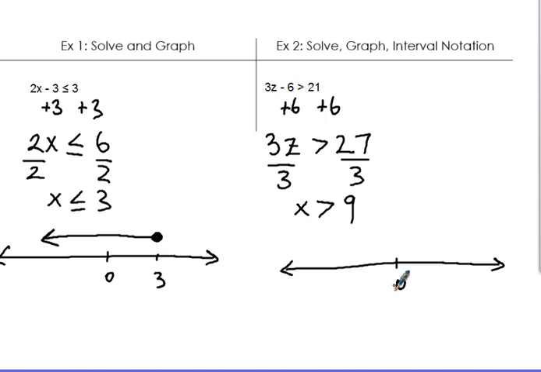Here is 0. 9 is going to be somewhere in here. Then since we only have a greater than sign, our point is going to be an open circle. Then the values are greater than 9, more than 9, bigger than 9. Numbers that are bigger than 9 are on the right side of 9. So I will put my arrow to the right side of 9.